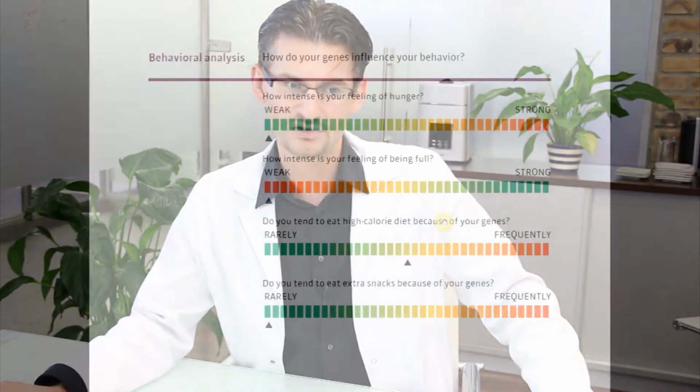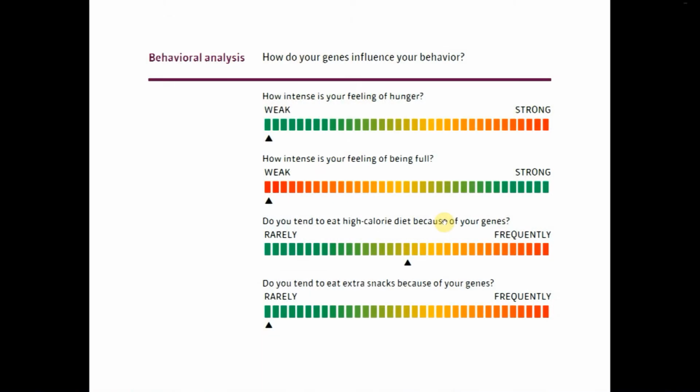So again, here you should be aware of this. If you're down here in the green area, it means your body does not entice you to eat more calories. Here you are manipulated by your genes to eat more calories, so you should be aware of it. Make sure that the things that you eat are also low calorie, and look at the kind of things that you eat. And then the last question, do you tend to eat extra snacks because of your genes?